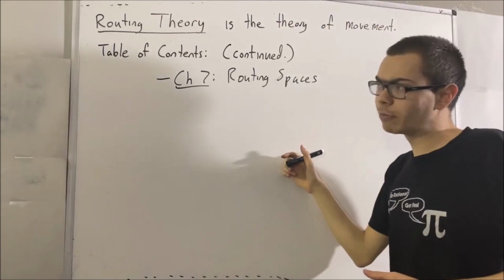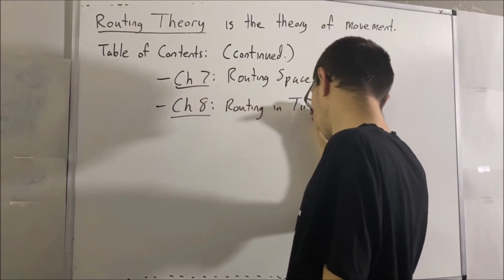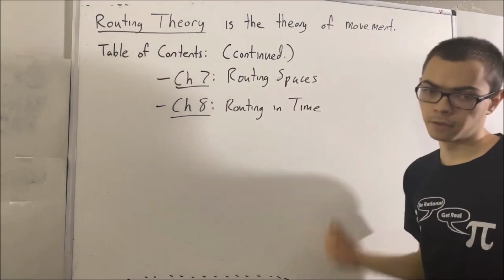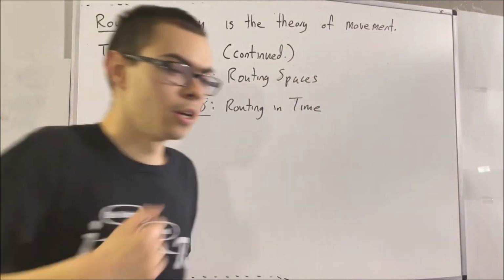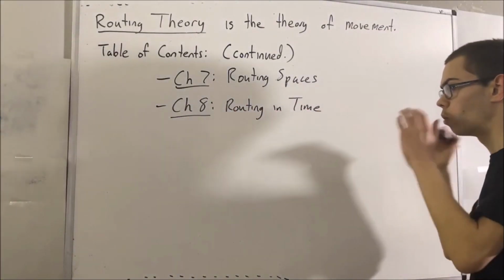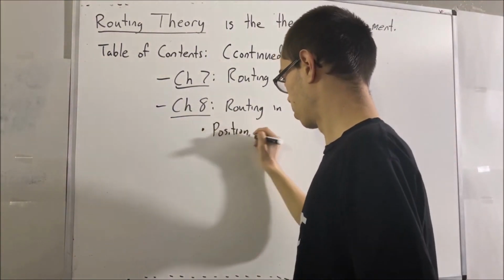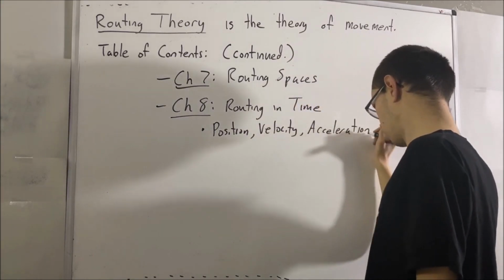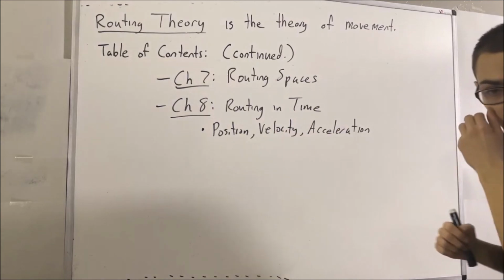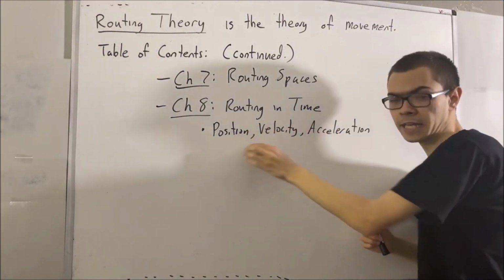Chapter 8 is all about rooting in time, right? Chapters 1 through 7 is all about moving. We never care about how fast we move until we get to chapter 8. What is the relationship between movement and time? We talk about concepts like position, velocity, and acceleration, something that you would typically see in physics, right? So it's not super advanced, but we get a little bit of taste into it.